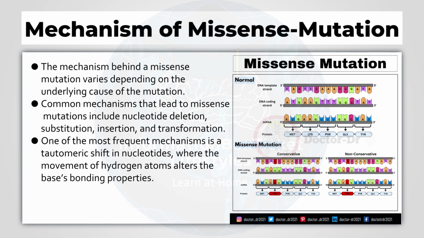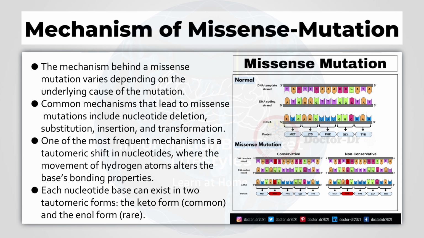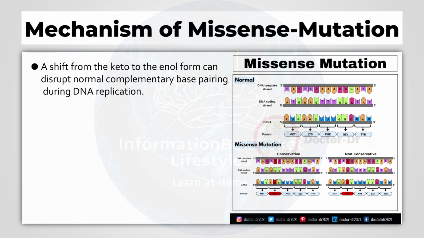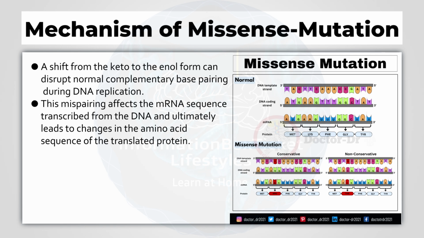One of the most frequent mechanisms is a tautomeric shift in nucleotides, where the movement of hydrogen atoms alters the base's bonding properties. Each nucleotide base can exist in two tautomeric forms: the keto form, common, and the enol form, rare. A shift from the keto to the enol form can disrupt normal complementary base pairing during DNA replication. This mispairing affects the mRNA sequence transcribed from the DNA and ultimately leads to changes in the amino acid sequence of the translated protein.